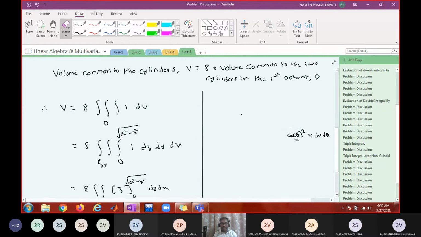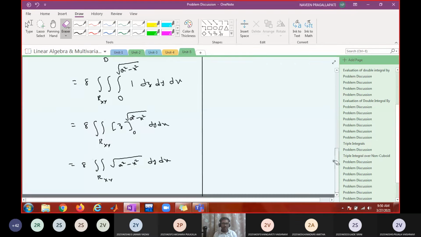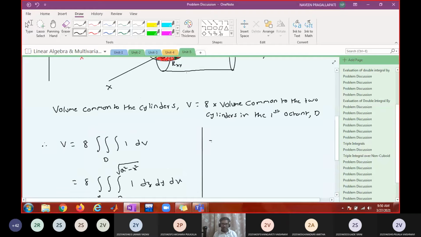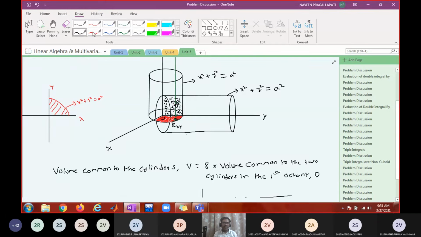So let us write down the limits of integration in Cartesian only. Let's see how it will come. So it is equal to 8 times the double integral of root of a square minus x square dy dx. Now for y limits I have to draw a line parallel to the y axis.